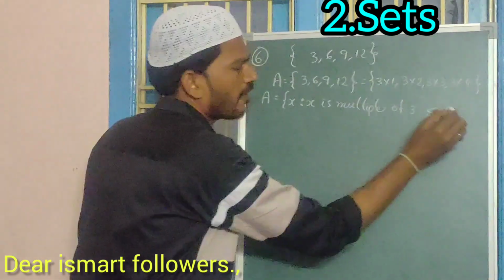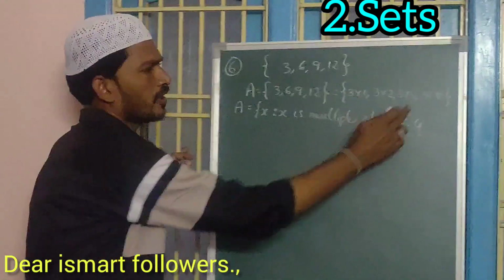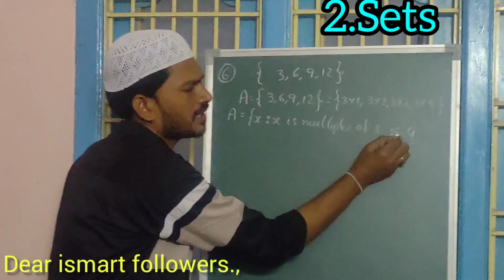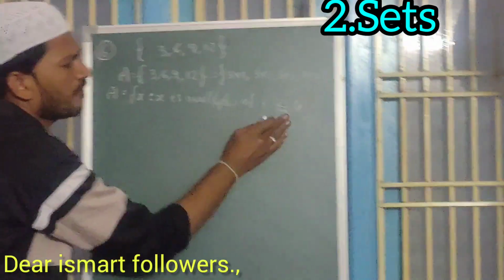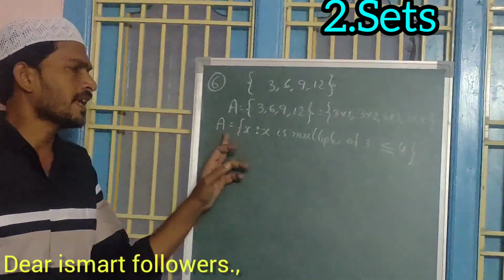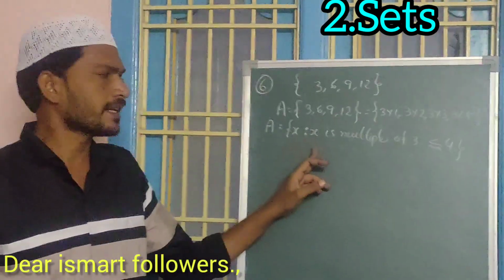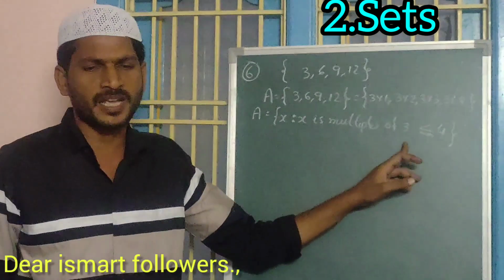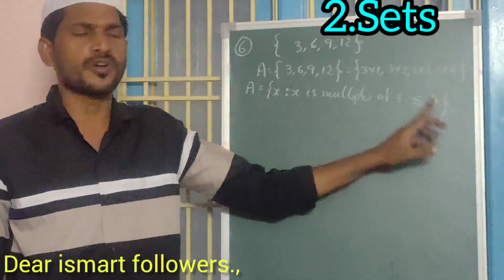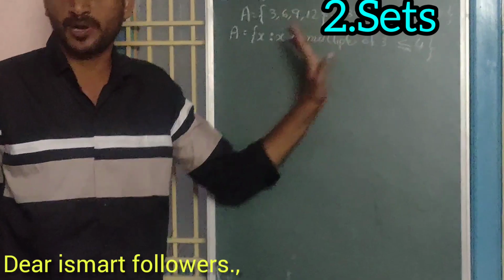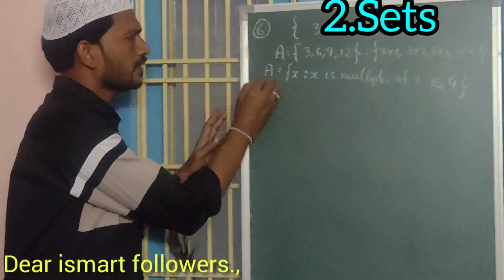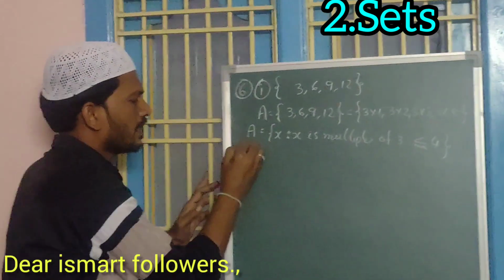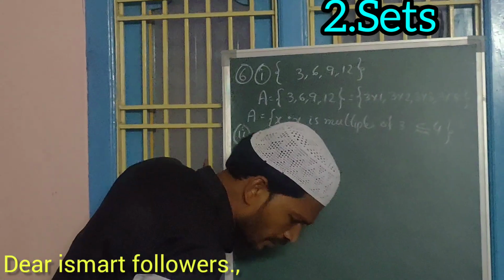Or you can write less than 5 also, your choice. If the last number is included, write this equal symbol, otherwise less than 5. So A is equal to X such that X is a multiple of 3, less than or equal to 4. This is our first question. Next is the second question. What is the second question?